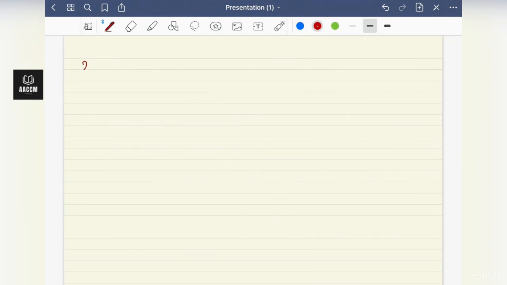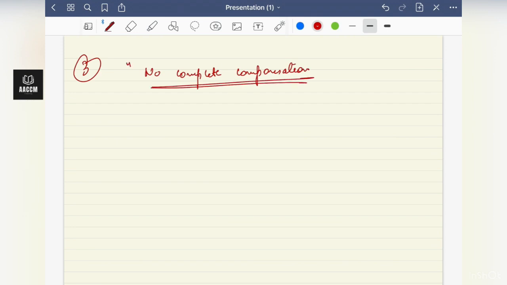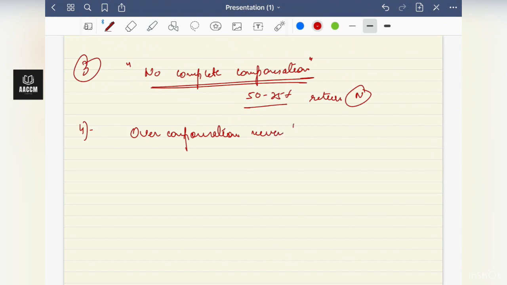Coming now to the third point of compensation. In clinical practice, there is no complete compensation. You have to remember that no matter how much the body tries, there are limits for human physiology, and there is no complete compensation. We can have around 50 to 75% return to the normal physiology. Okay, and the fourth and the most important point is that overcompensation never happens. Never happens. Okay, so these are the four basic points of compensation.